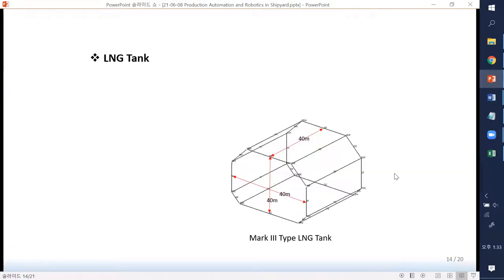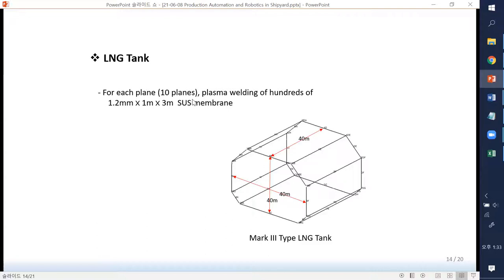And here looks like an LNG tank. This is a Mark III type LNG tank. And size, you see 40 meter wide and 40 meter height. It looks like an 8 or 9 floor building in height and length too. Right? It looks like a cubic, a cut cubic. And there are 10 planes because it's cut.